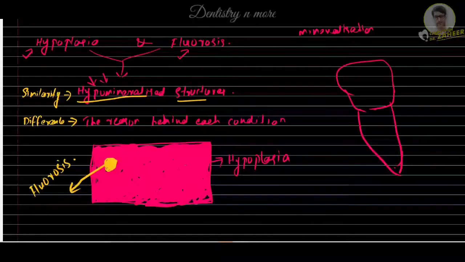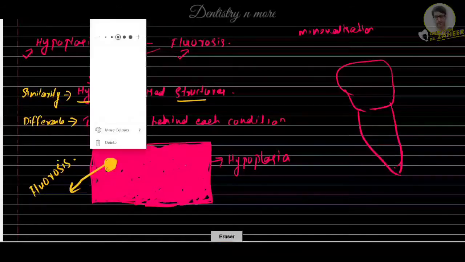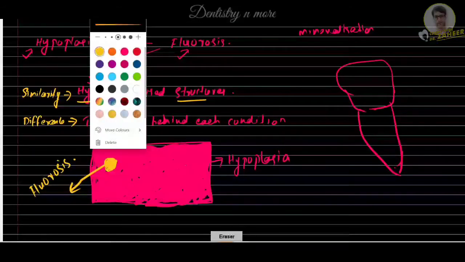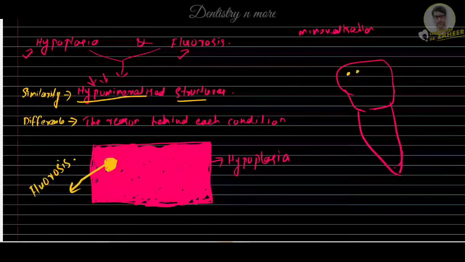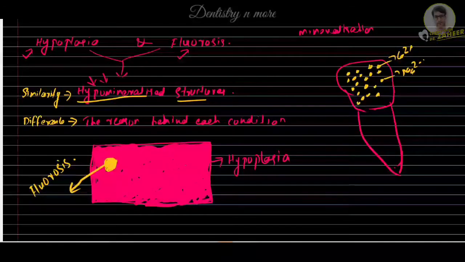Mineralization starts at a very early time, and once the mineralization is complete and 2/3 of the root formation is complete, only then does the tooth erupt into the oral cavity. So when mineralization happens, there is continuous deposition of calcium and phosphate crystals into the tooth. There are other crystals too, but mostly we say hydroxyapatite crystals. Calcium and phosphate are the basic minerals. This is deposited in an incremental line fashion, but I'm just putting it as dots. This is how mineralization naturally happens.